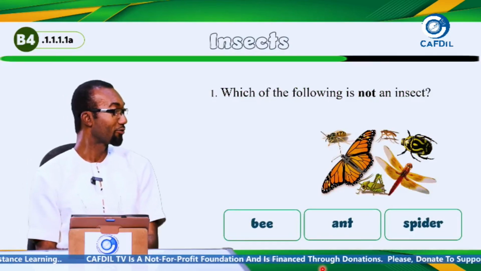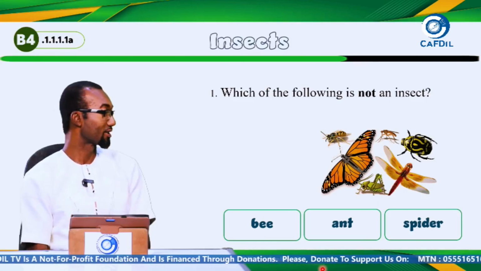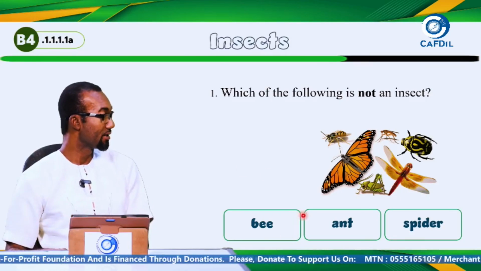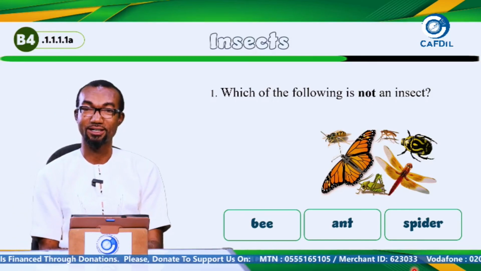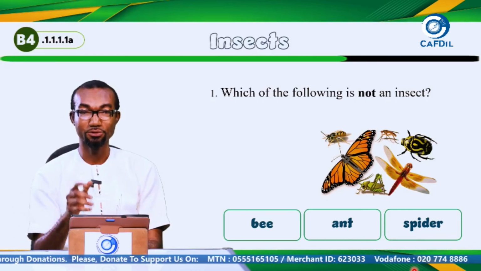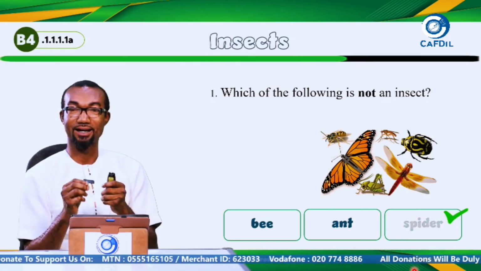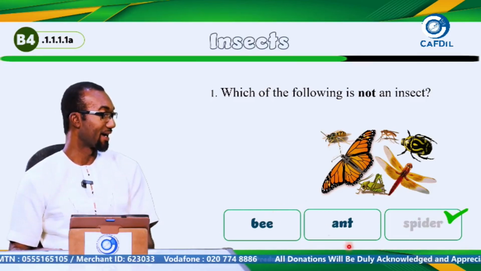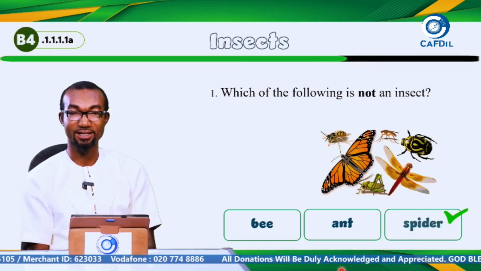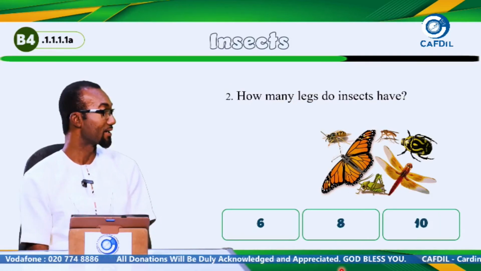Good. Now before we end the lesson, let's test ourselves on the lesson, insects. 1. Which of the following is not an insect? You have the bee, ant, and then spider. Good, spider. Why? Because spider is an arachnid with 8 legs. But if you look at the bee and the ant, they have 6 legs, so they are insects. But the spider is not because of the 8 legs.